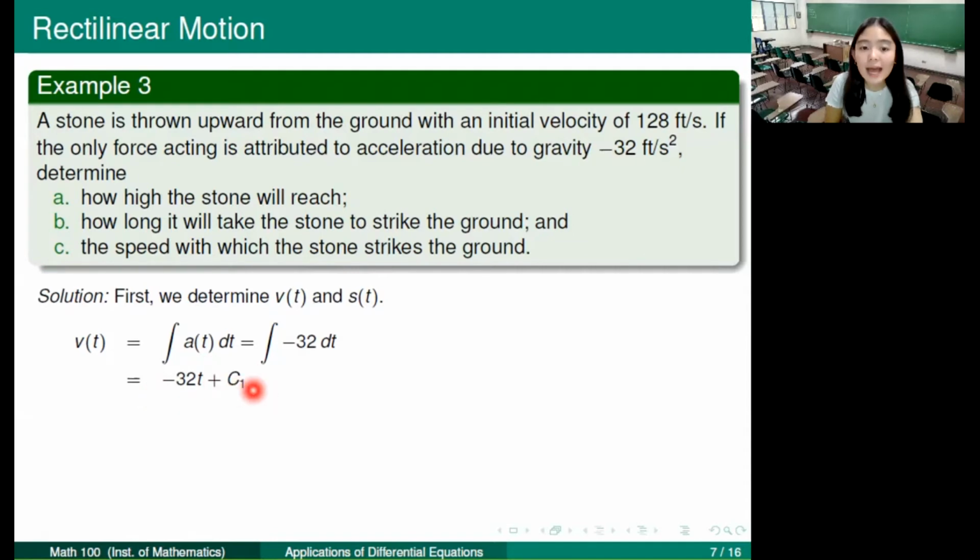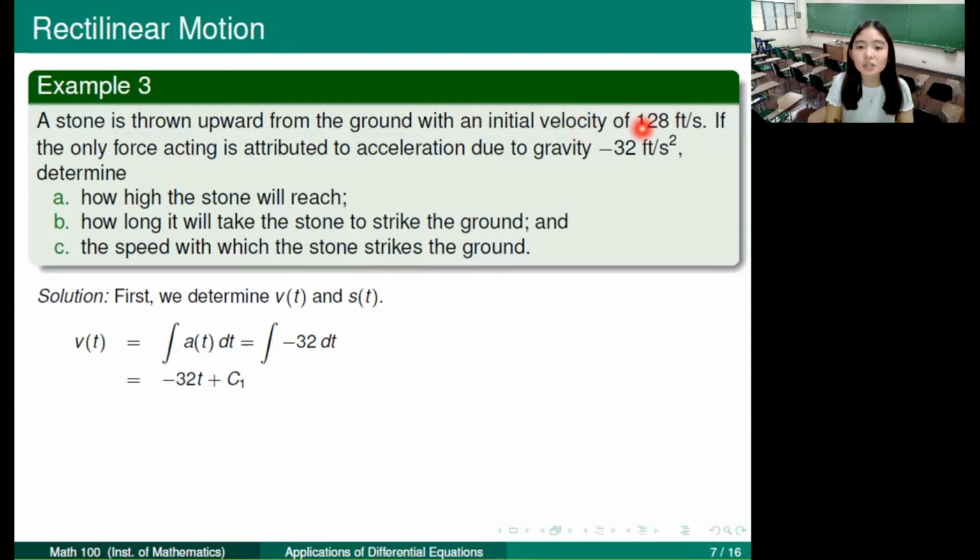C sub 1 ang ni-write niya dito na constant of integration because just like in the previous example, twice ka kasi mag-i-integrate dito eh. So it's similar to yung method natin kapag meron tayong DE of order 2 na you will be expecting 2 constants of integration here. Okay? So actually ito na yung pinaka v of t natin, but just like yung previous example natin, kailangan natin mahanap yung particular value ng ating c sub 1. Where will we get that? From one of our initial conditions.